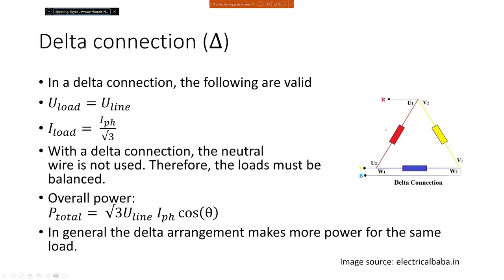Okay. And overall power, again, we're adding the three powers. So U_line, I_phase, and you have I_phase by root 3, and then you multiply by 3, so that cancels out and gives you root 3. And like shown previously, the delta arrangement is making more power.